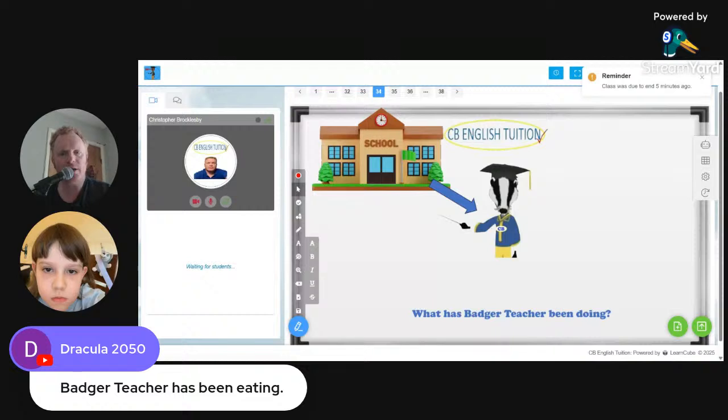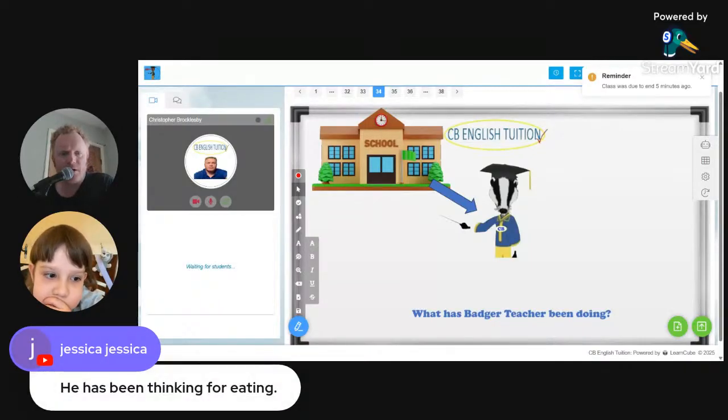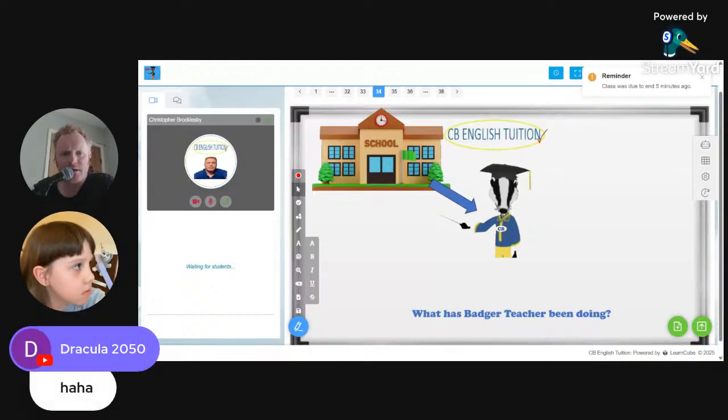Remember, maybe I don't think G knows Badger. So Badger is actually one of the teachers at my school. So he's a teacher. And if you don't know, Badger is an animal. It's like a little bear. And it is actually the special logo for my school. He has been thinking of eating, about eating. What does Dracula say? Ha ha, why is Dracula laughing?